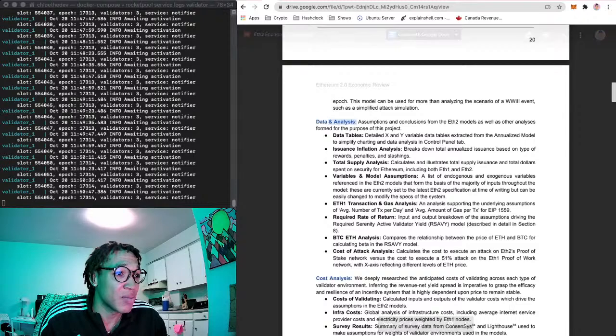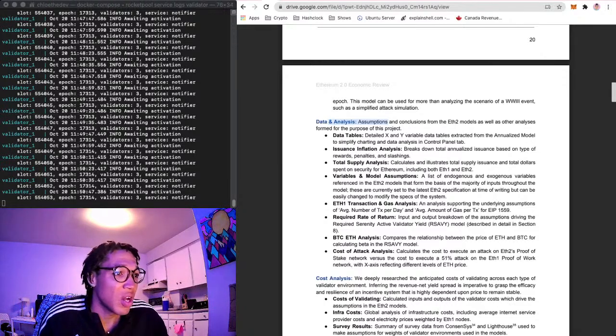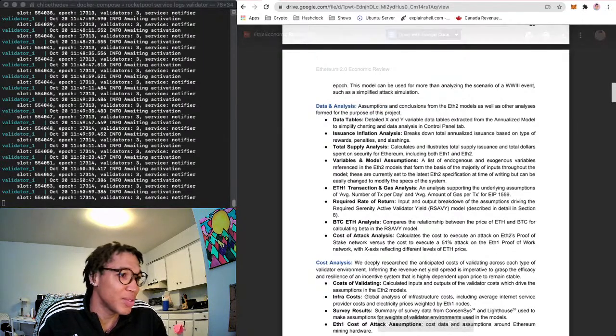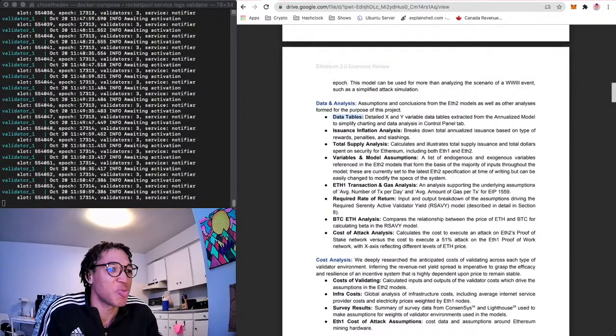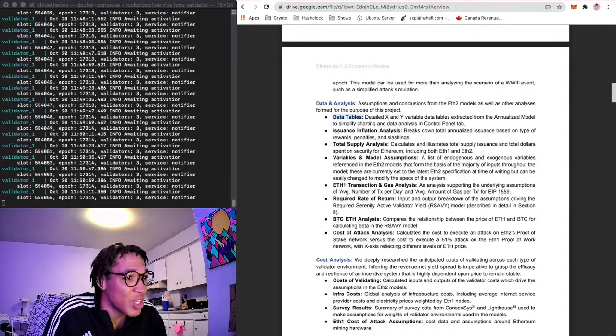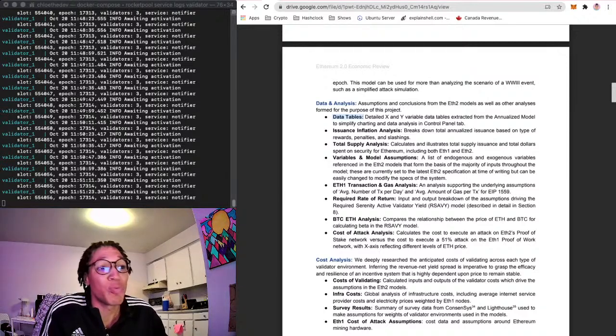Data and analysis: assumptions and conclusions from the ETH2 models, as well as other analyses formed for the purposes of this project. Data tables: detailed X and Y variable data tables extracted from the annualized model to simplify charting and data analysis in the control panel tab. Issuance inflation analysis breaks down total annualized issuance based on type of rewards, penalties, and slashings. Total supply analysis calculates and illustrates total supply issuance and total dollars spent on security for Ethereum, including both ETH1 and ETH2.